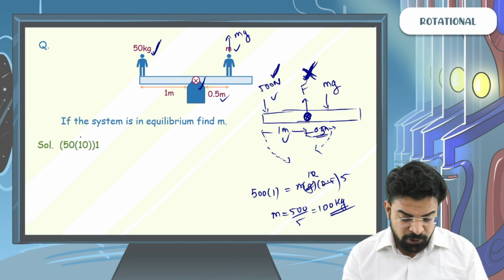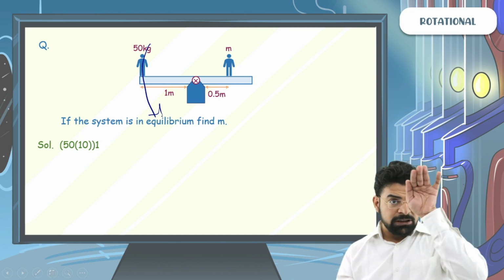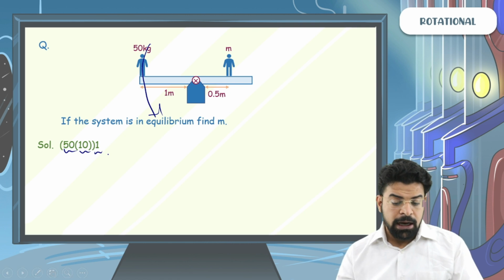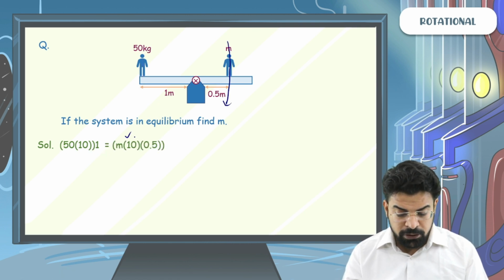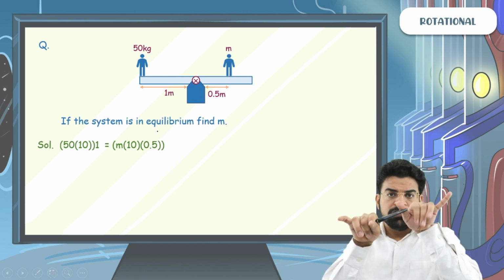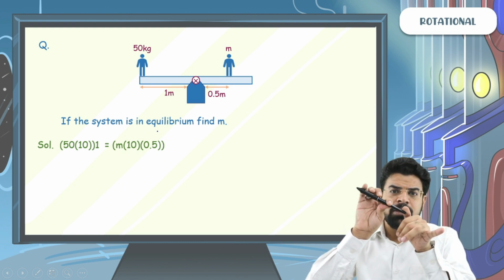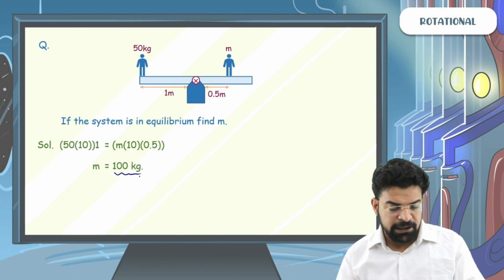So you can say for equilibrium, the torque because of this person's weight has to be 50 into 10, the weight into 1. And the torque because of the weight of this mass m will be m into g, which is 10 into 0.5. Balancing out the torque because of the person of mass 50 kg and the person of mass m, we can say that m has to be equal to 100 kg.